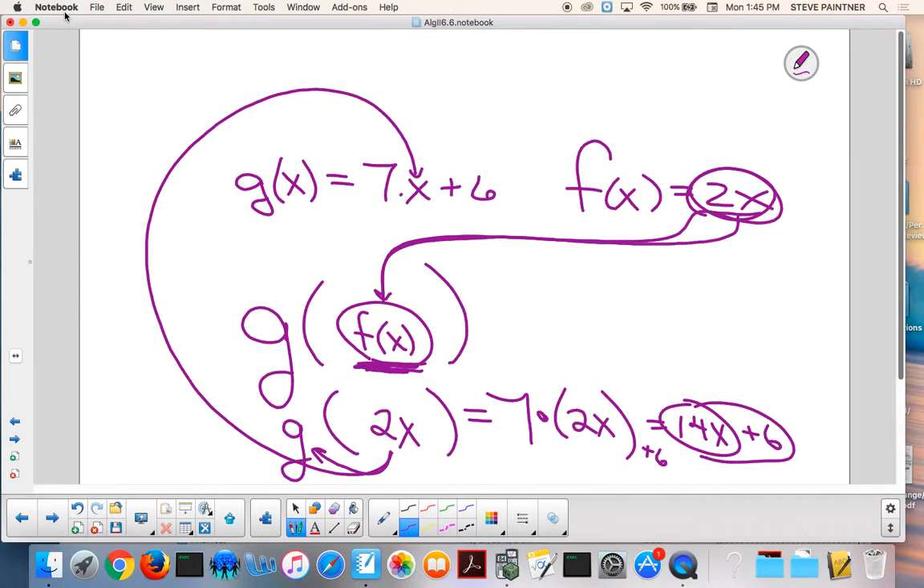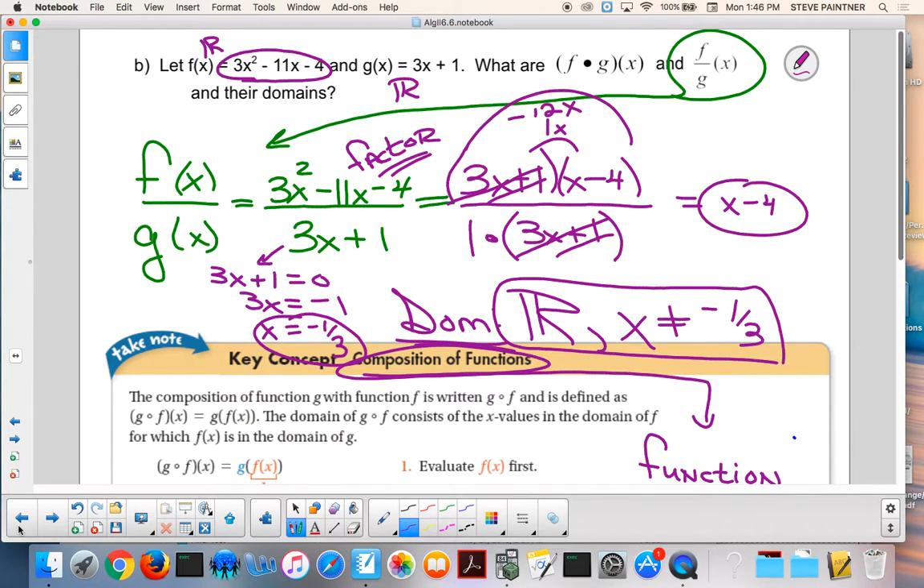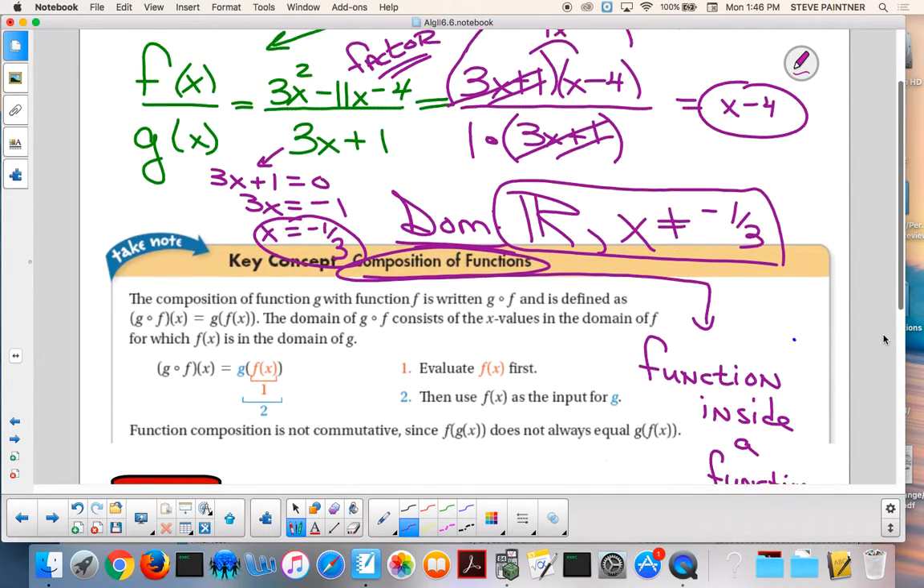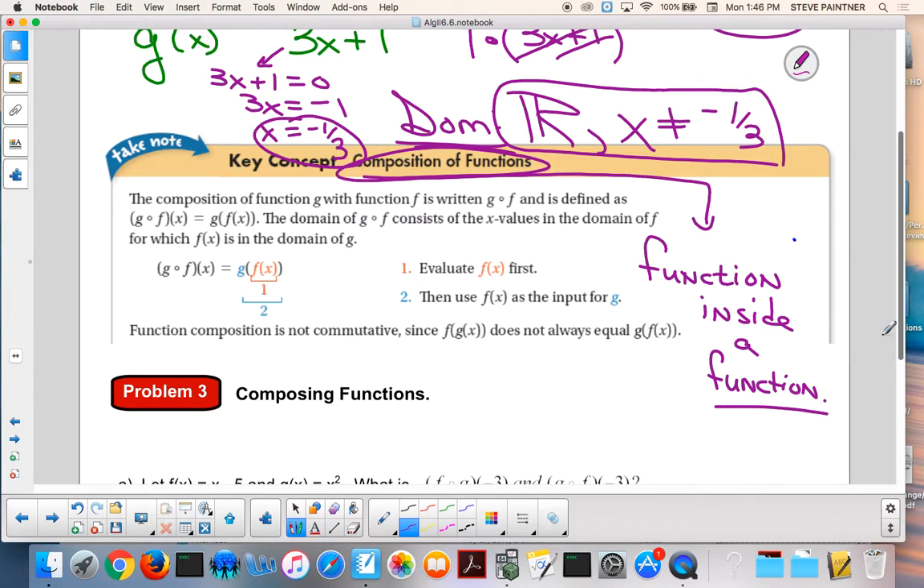Okay, let's get started. I'm not going to read it to you because I kind of went over it, but I will tell you this. I think this is pretty good. If you look here, it says g circle f. Do you know how many students get this wrong? They think that open circle is multiplication. If you see an open circle, it's not. It's a composite function. It means g of f of x.